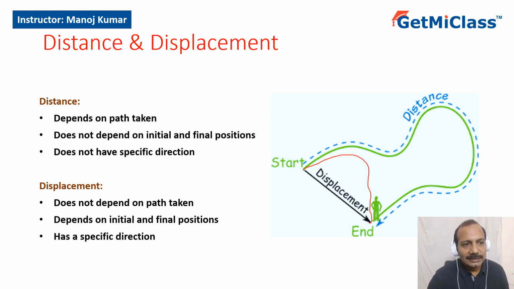Now distance does not have a specific direction. You can see that the distance doesn't have a specific direction because the person is moving in different directions. Here he is moving like this, here he is moving like this, here he is moving like this. So I can't say that the person is having a constant direction.